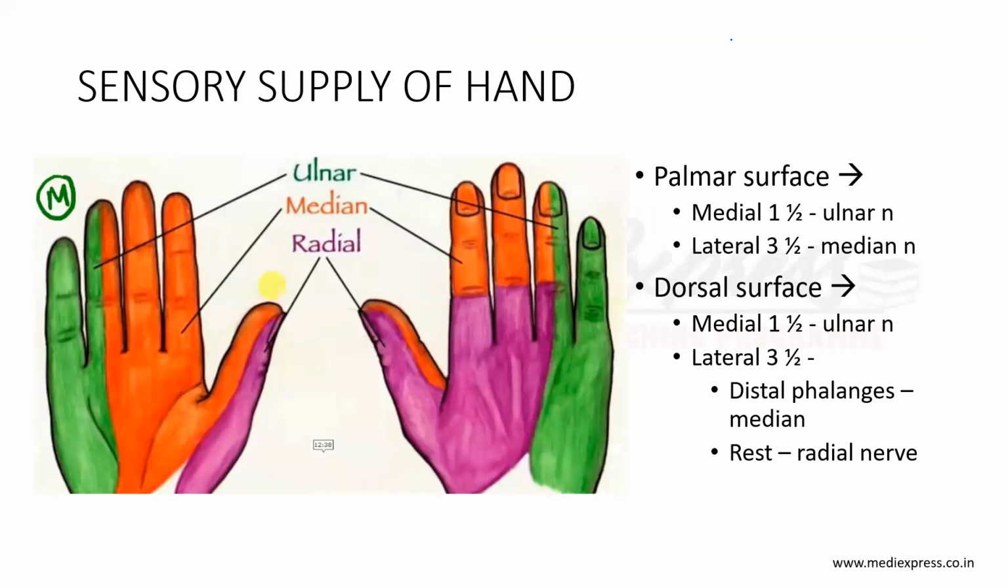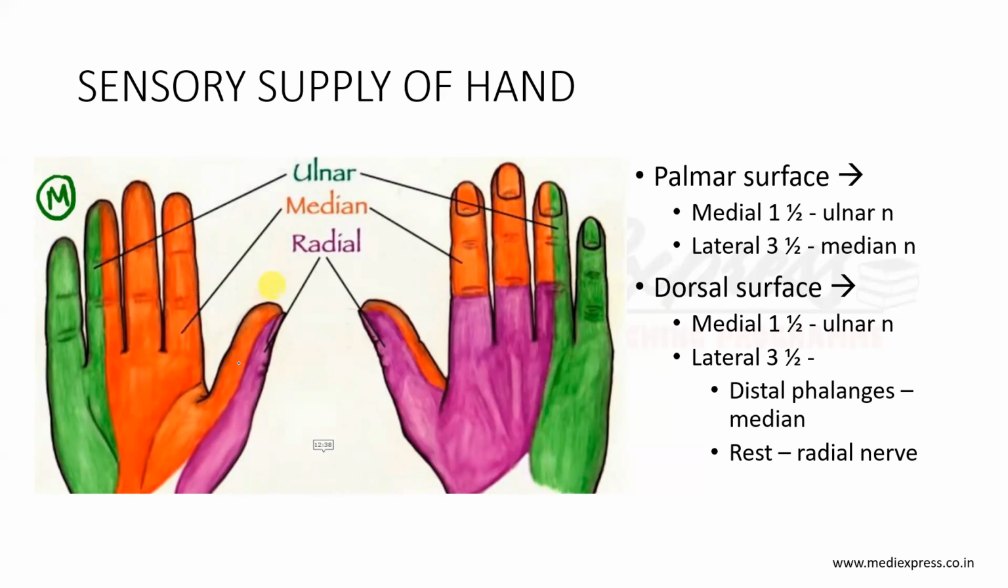The next one is the sensory supply of the hand. If you just check these two pictures over here, this is the palmar surface, this is the dorsal surface. Now remember, the medial one and a half fingers are supplied by the ulnar nerve. So the one in green over here, that is one and a half, is supplied by the ulnar nerve, whereas the lateral three and a half is supplied by the median nerve. You have to remember this.